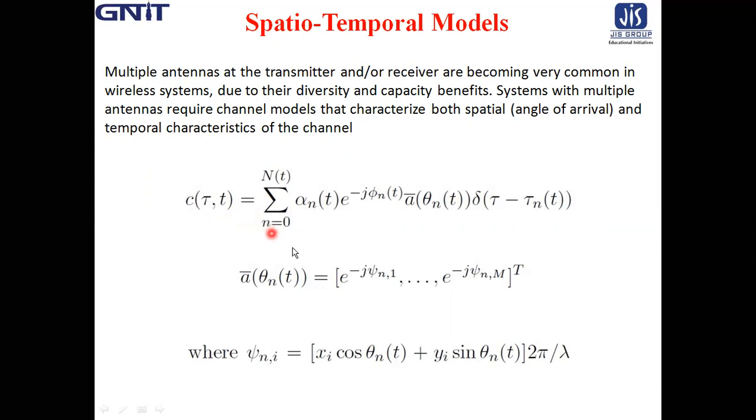following this expression: c(tau, t) equal to the sum over n from 0 to N(t) of alpha n e to the power minus j phi n(t), a bar theta n(t), delta function tau minus tau n(t). Now, theta n(t) basically corresponds to the phase shift at the origin of the array, and a theta n(t) is the array response vector, which is given by the following expression.